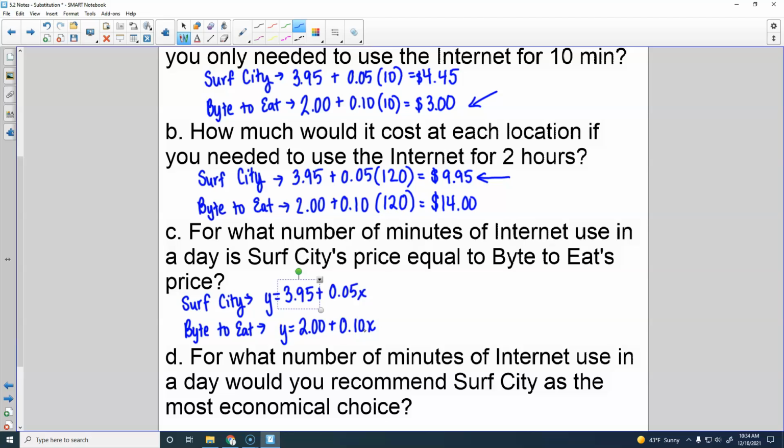So if we want to know when those two are equal to each other, then we can just take one of them and plug it in for the y here so that we're setting them equal to each other. So we can say $2 plus 10 cents times x equals $3.95 plus 0.05x. All right, Caroline, what would we do to solve that equation?